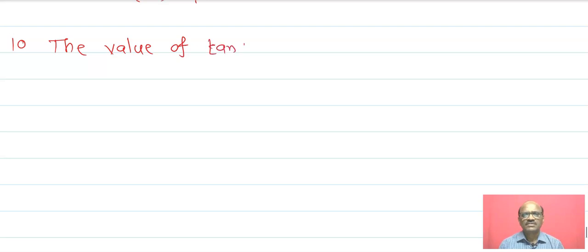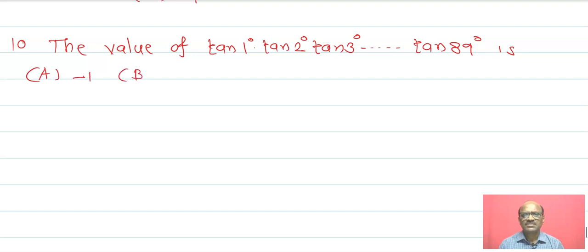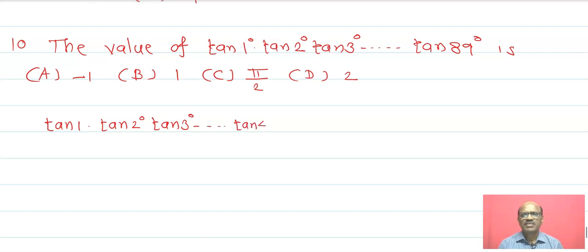The value of tan of 1 degree, tan of 2 degree and tan of 3 degree up to tan of 89, means all these terms are the odd numbers. Then what is its value? Its value is minus 1, 1, pi by 2 and the d is 2. Now we'll see this. Very important, very nice question. That is tan of 1 into tan of 2 degree, tan of 3 degree up to the tan 44, 45, tan of 46 and in this way up to the tan of 89.